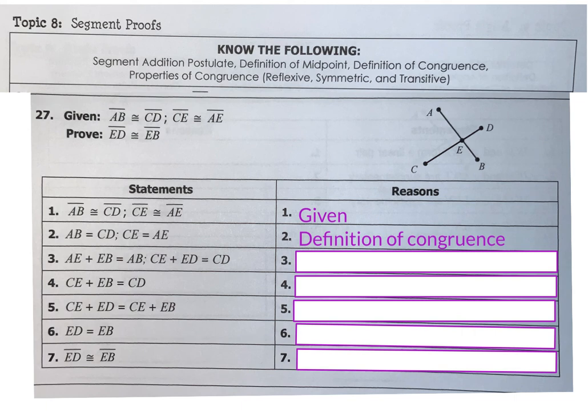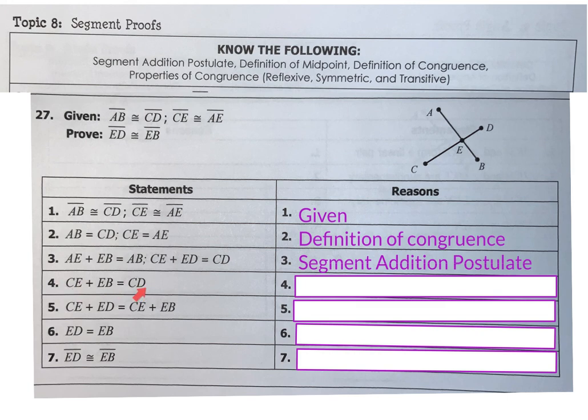Now let's look at what they've done in this next one. They have said that AE plus EB equals AB and CE plus ED equals CD. So when you're not sure what they're talking about over here, look at your picture. We have that AE plus EB equals AB and CE plus ED equals CD. What tells us that? That's segment addition postulate. Segment addition postulate tells us that.